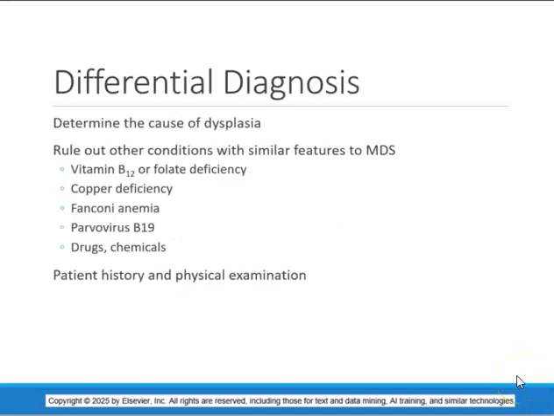So how do you figure it out? Well, you sort of have to rule out anything else it could be. B12 folate deficiency, which is well known to cause nuclear cytoplasmic asynchrony. Copper deficiency. Fanconi is a major inherited thing, so that should be picked up in childhood. Parvovirus B19 can cause it, so we can do testing for that. And then certain kinds of drugs and chemicals. People get exposed to stuff we don't even know about. So an excellent history, occupational and environmental history, is important to try to pinpoint what's going on.